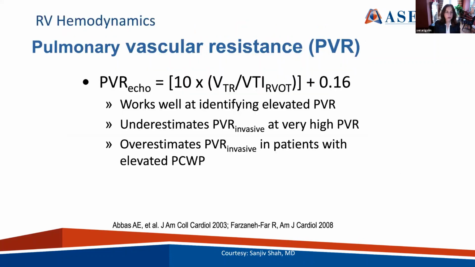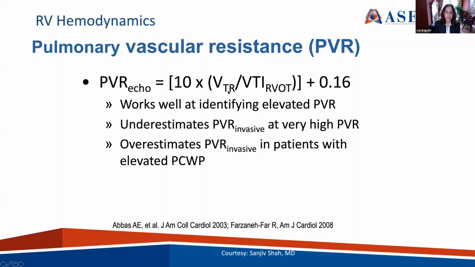We can also measure pulmonary vascular resistance. Here's the equation for pulmonary vascular resistance noted here. It works well at identifying elevated pulmonary vascular resistance. However, it can be an underestimate compared to invasive measurements of pulmonary vascular resistance at very high PVRs, and it can overestimate compared to invasive measures in patients with an elevated wedge pressure.